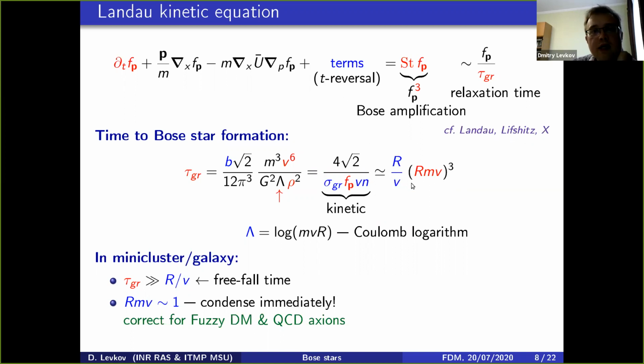So usually in kinetic relaxation, the relaxation takes a time much larger than the free fall time. And it is equal to the free fall time if the de Broglie wavelength is of order of the size of the system. But unfortunately, in the physical examples which I gave you, formation of solitons in the core of dwarf galaxies, or formation of Bose stars, axion Bose stars, in the core of QCD axion miniclusters, this is almost the case. So the de Broglie wavelength times momentum is almost equal to 1. So they condense very fast. Okay.